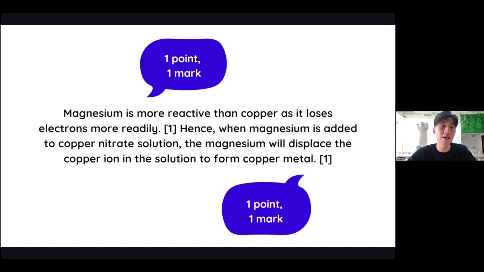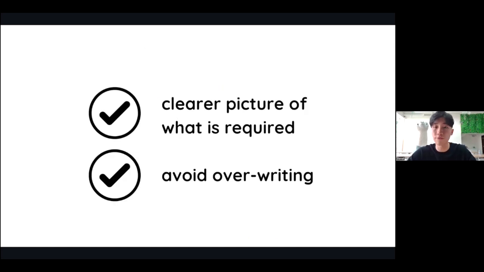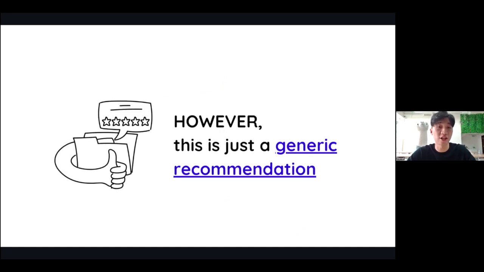So you can see over here, if it's a 2-mark explain question, usually you need to write 2 separate points to substantiate your explanation. Now, hopefully this gives you a clearer picture of what is required and therefore you can avoid overwriting. However, let me be clear that this is just a generic recommendation. There are different questions that will require different length of answers.